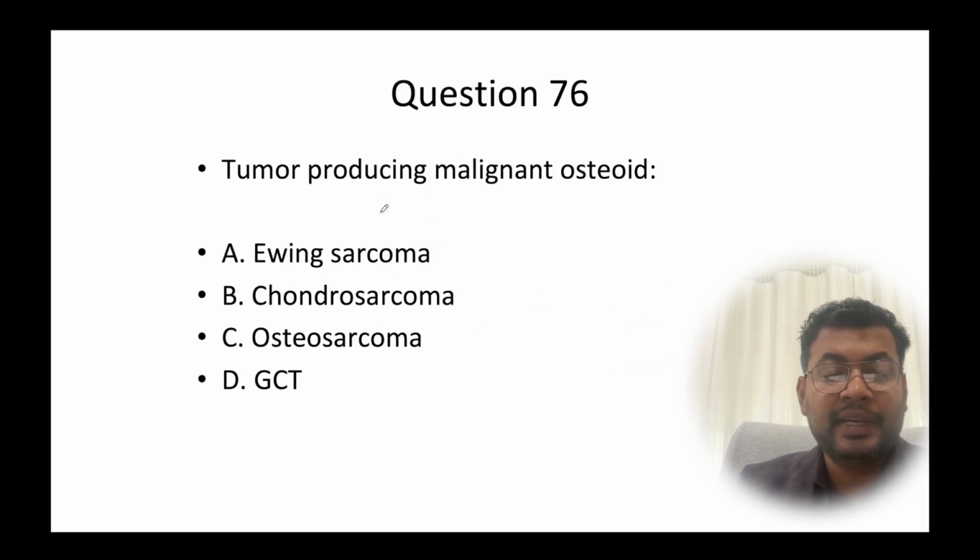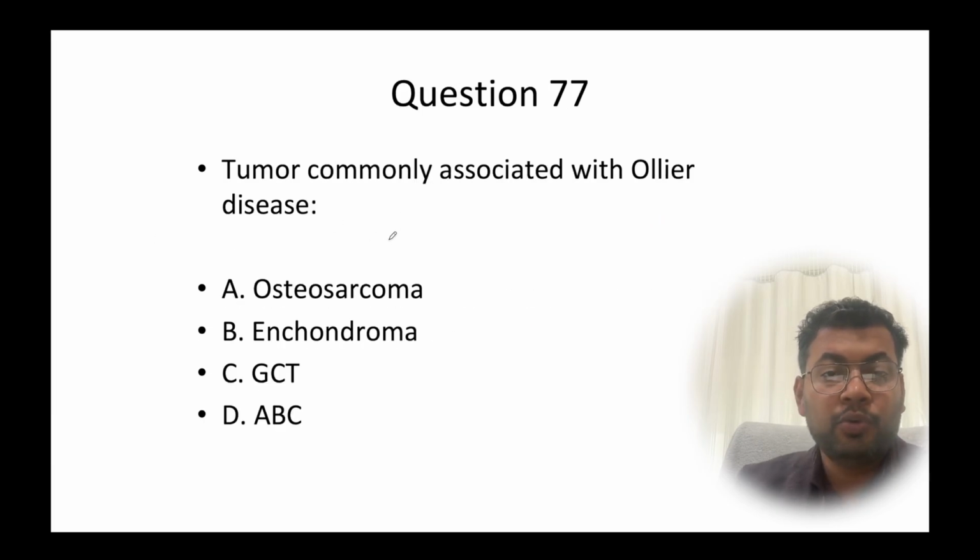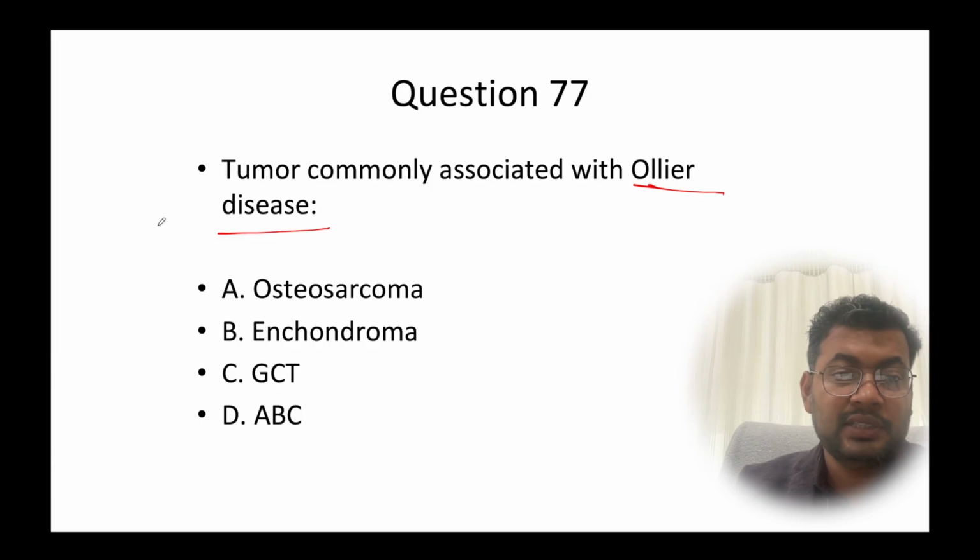Tumor producing malignant osteoid means the bone forming tumor. So which of these is bone forming tumor? Again osteosarcoma, repeat question. Answer is C. Tumor commonly associated with Ollier's disease means multiple enchondromas. Multiple enchondromas are Ollier's disease. So answer is B, enchondroma.